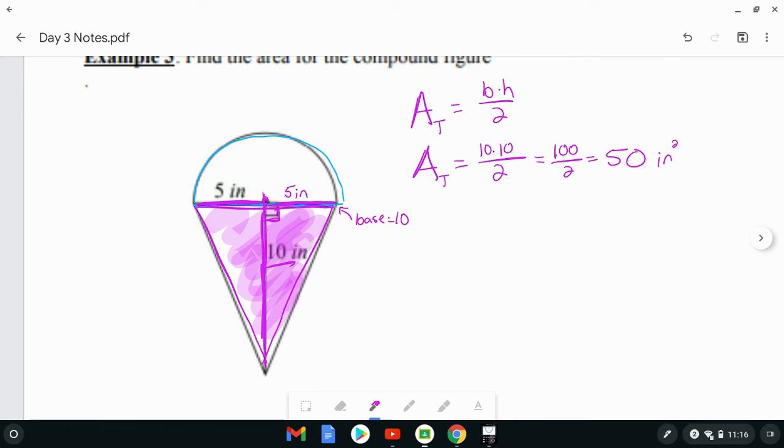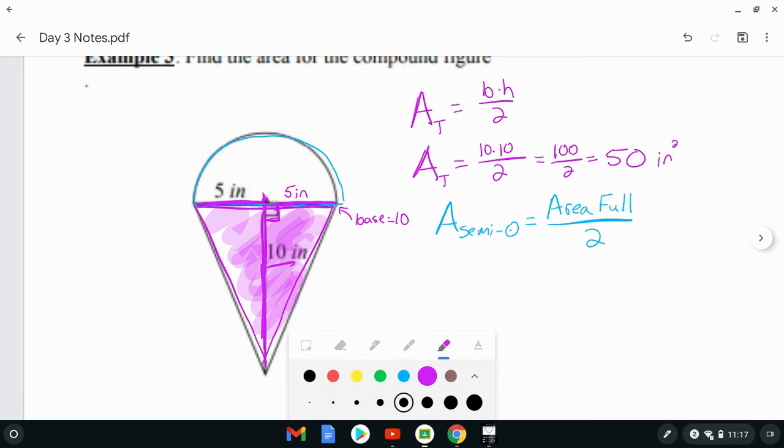So again, all we did was take the formula, and then we used the knowledge of the height and then the knowledge of the radius to find the diameter, which represented the base of that triangle. Now, if we look at the semicircle, we can state that the area of the semicircle is going to be the area of the full circle, but divided by 2, because a semicircle is exactly half of a circle. If we have the area of the full circle and divide it by 2, then we have the area of half a circle.